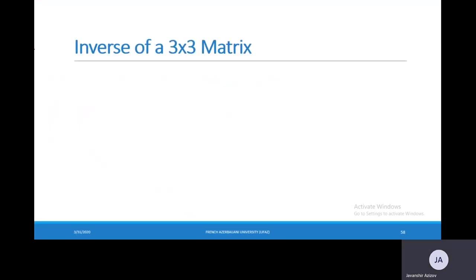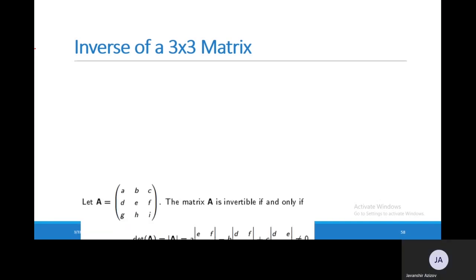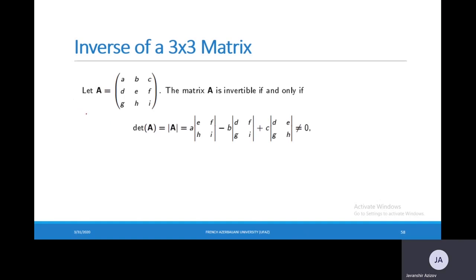Hello everybody, in this video I'm going to talk about the inverse of a 3 times 3 matrix. Suppose that we have a 3 times 3 size matrix A, then the matrix A is invertible if and only if this expression is different from 0.